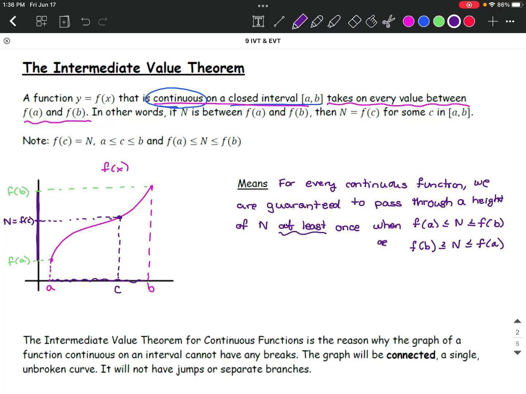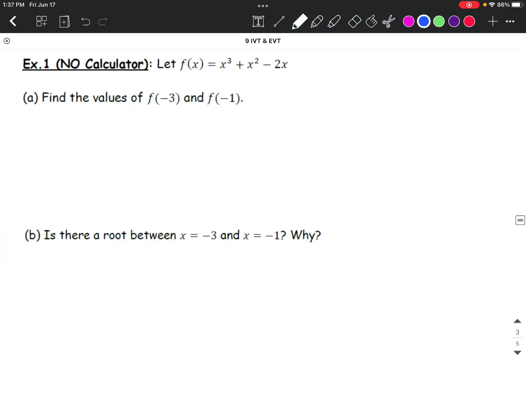Now, the intermediate value theorem for continuous functions, that's the reason why the graph of a function continuous on an interval can't have any breaks. It's connected. The graph has to be connected. A single unbroken curve. It will not have jumps. It will not have separate branches. It has to take on every function value in between the start and the stop. That's what it means.